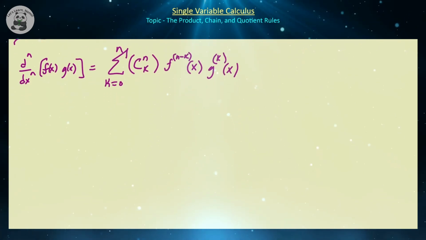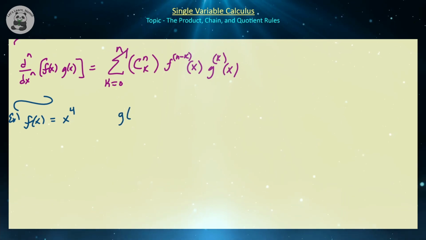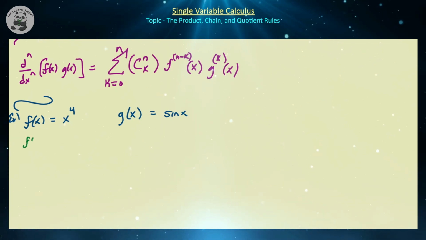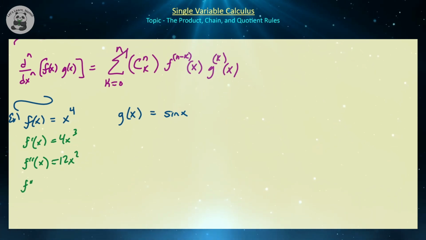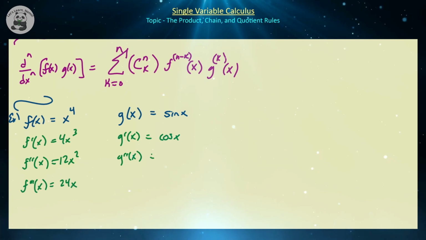So let's see if we can just put this to practice with a nice little example. Let's assume that f of x is equal to x to the power of 4. And let's assume that g of x is equal to, let's do something fun, sine of x. So this is going to be equal to what? So the first derivative of f is going to be 4x cubed. The second derivative of f is going to be equal to 12x squared. And then the third derivative of f would be 24x. The first derivative of g is going to be cosine of x. The second derivative of g will be equal to minus sine of x. And the third derivative of g will be equal to minus cosine of x.